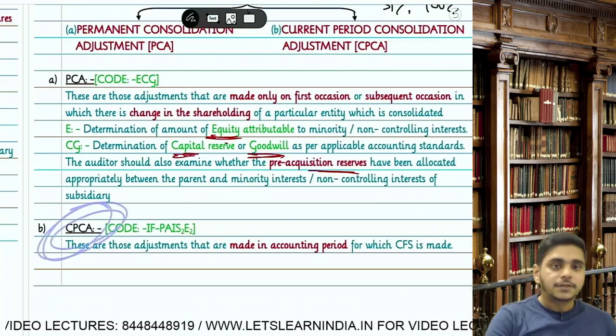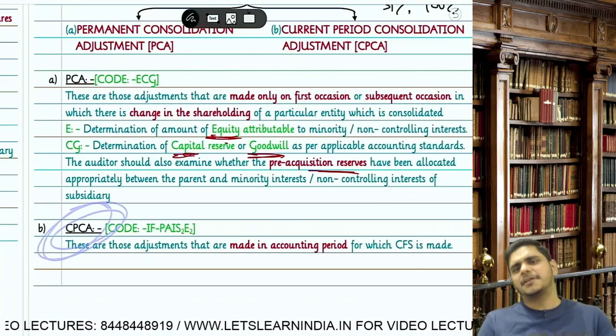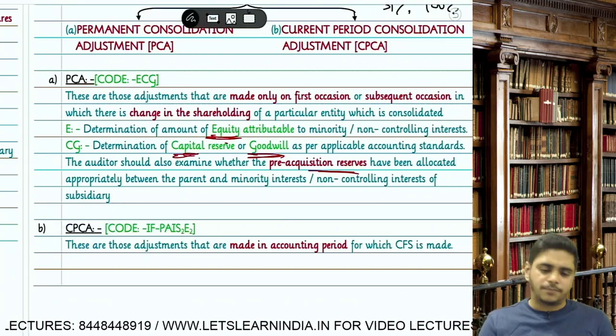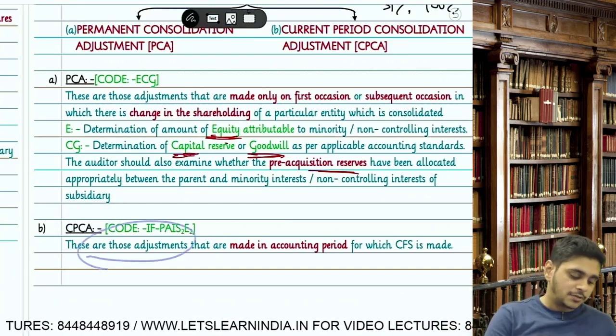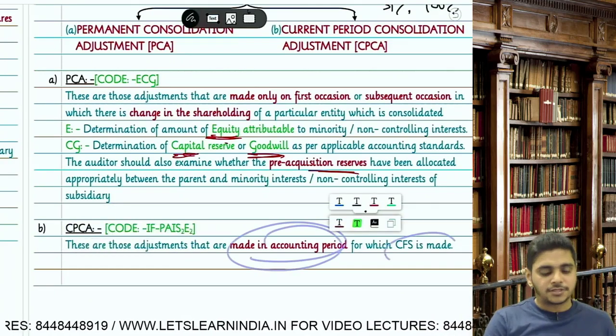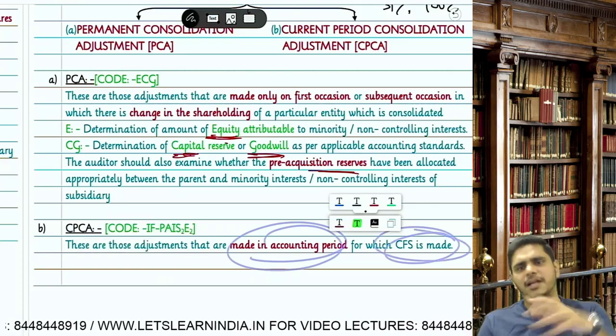Next, CPCA. Sir, every year what adjustment we make? It is called CPCA. These are those adjustments which are made in the accounting period for which the CFS is made, like every year.